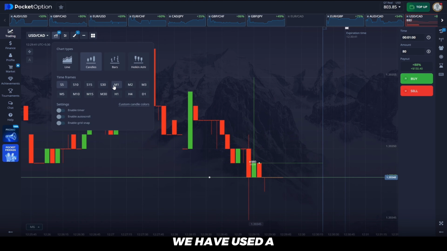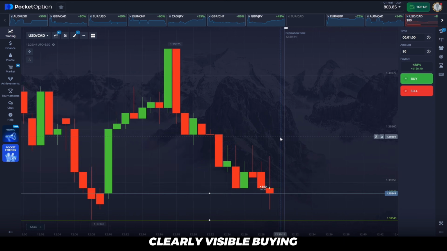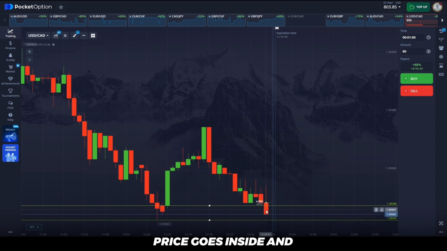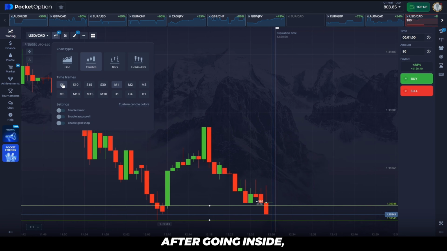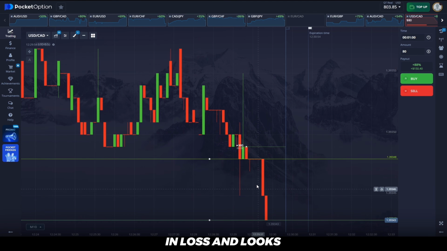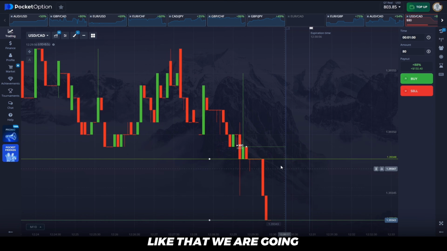The trade is simple. We have used a clearly visible buying zone to place a reversal trade. Price goes inside and after going inside, it gave a reversal pattern. Right now we are running in loss and it looks like we are going to lose this trade.